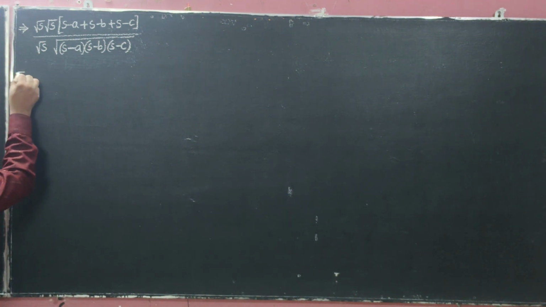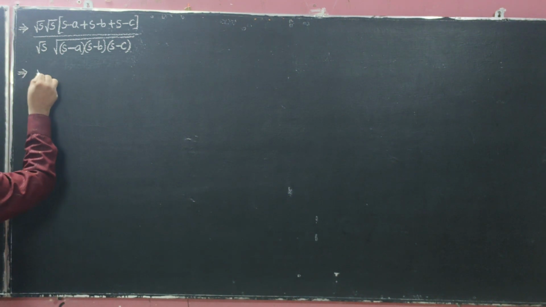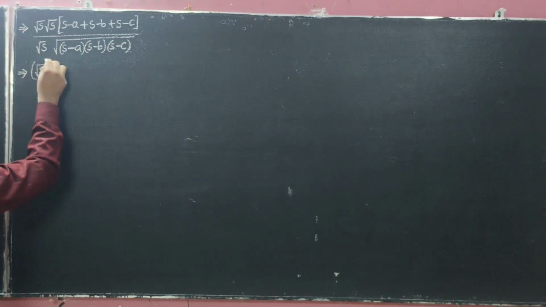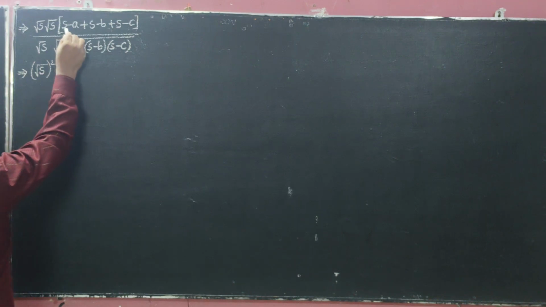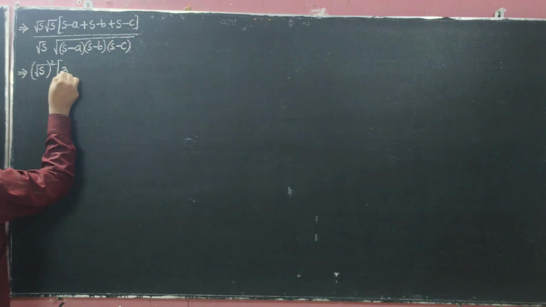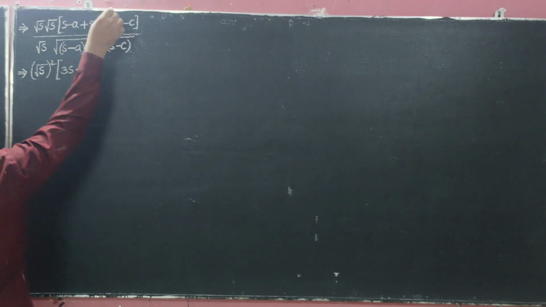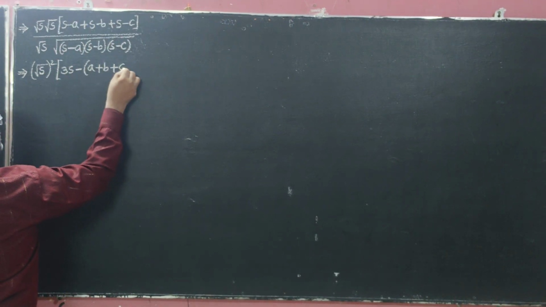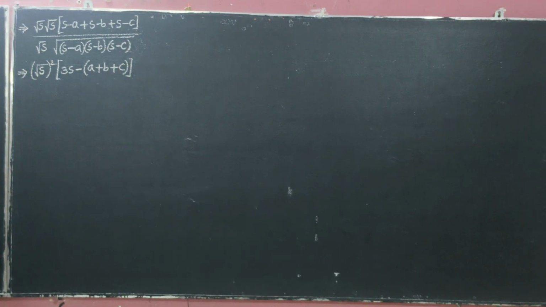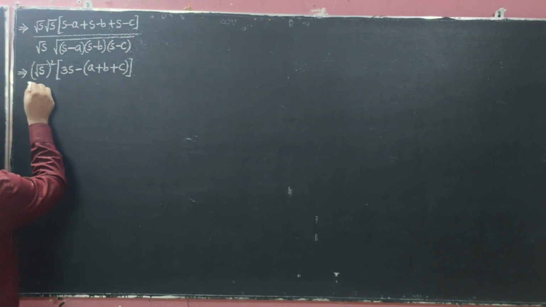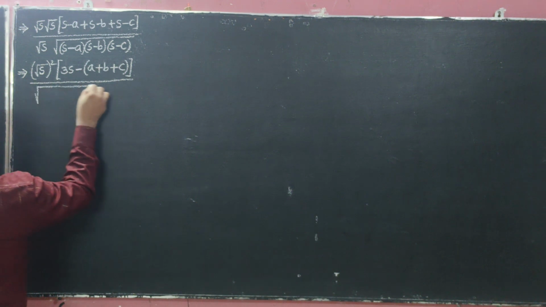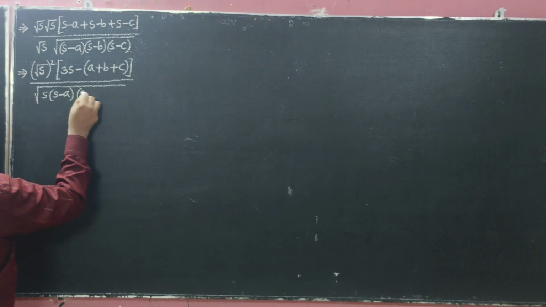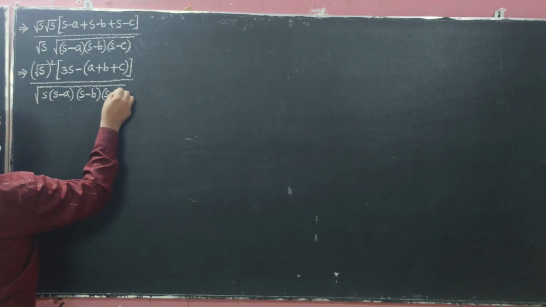Okay, right. See the numerator, root s into root s, to the whole square. What is inside? s plus s plus s, 3 terms, means 3s. Minus is common from the remaining terms: minus a, minus b, minus c. Minus is common, means a plus b plus c. And the denominator, write the denominators in one root: s into s minus a into s minus b into s minus c.